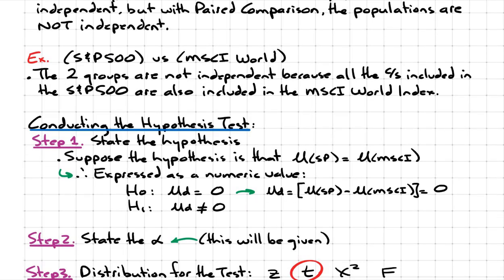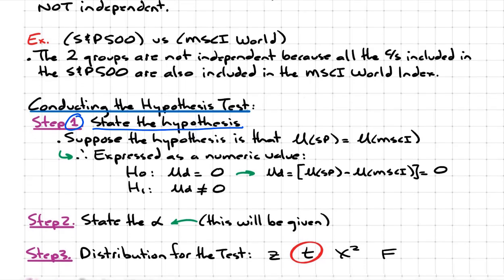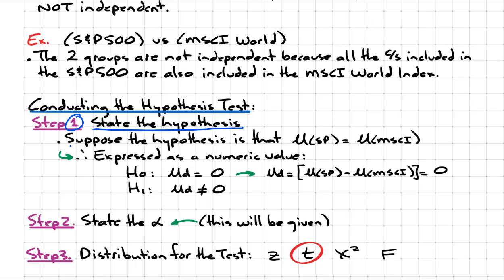So how do we conduct a hypothesis test when the two populations are not independent? The first step is we state the hypothesis. It's still the same 4 steps that I've shown previously for any hypothesis test. We start off with the null and alternative hypothesis. Suppose that the hypothesis is that the average return on the S&P is equal to the average return on the world index. Now the thing is, in order to test a hypothesis, we need a numeric value. I don't see a numeric value there, so we're going to transform that statement so that we do have a numeric value.